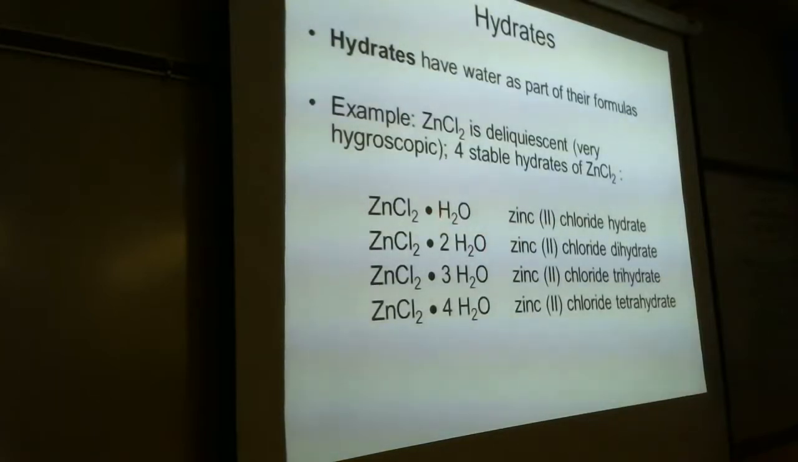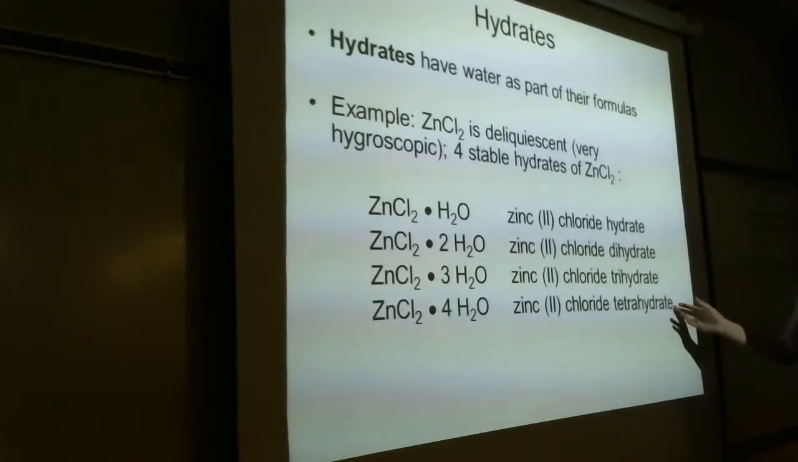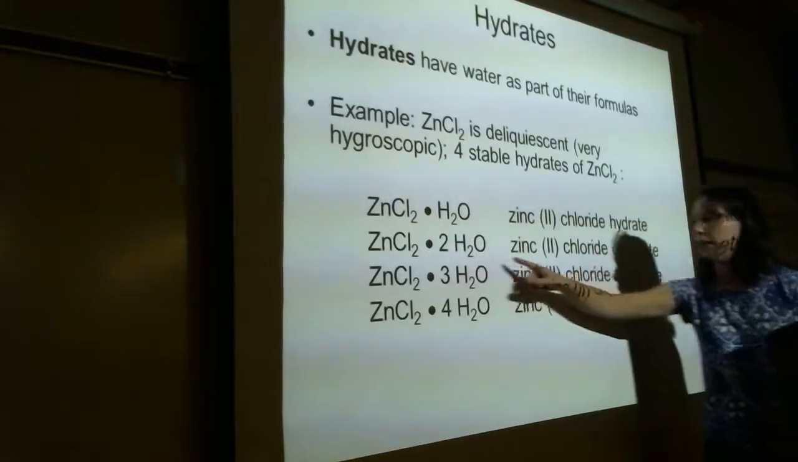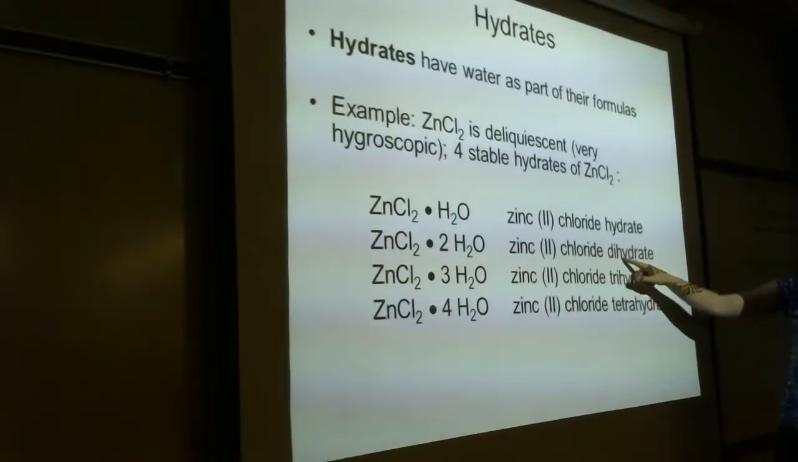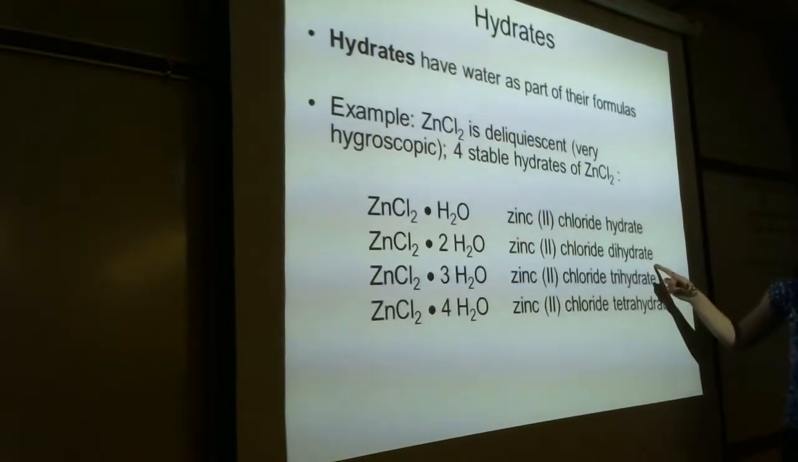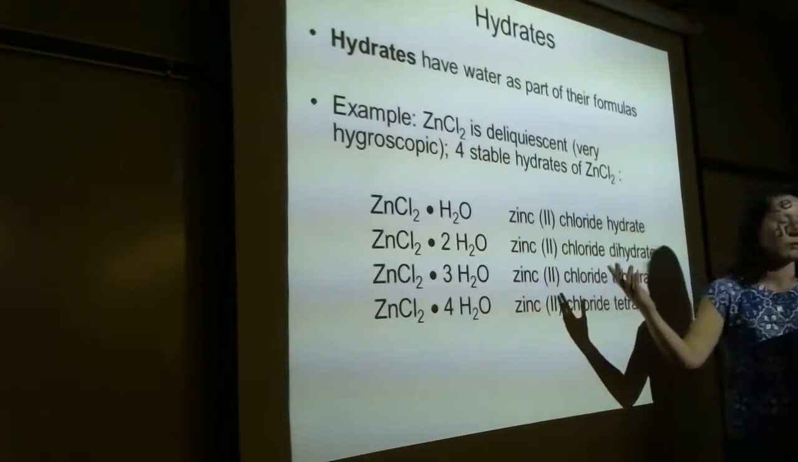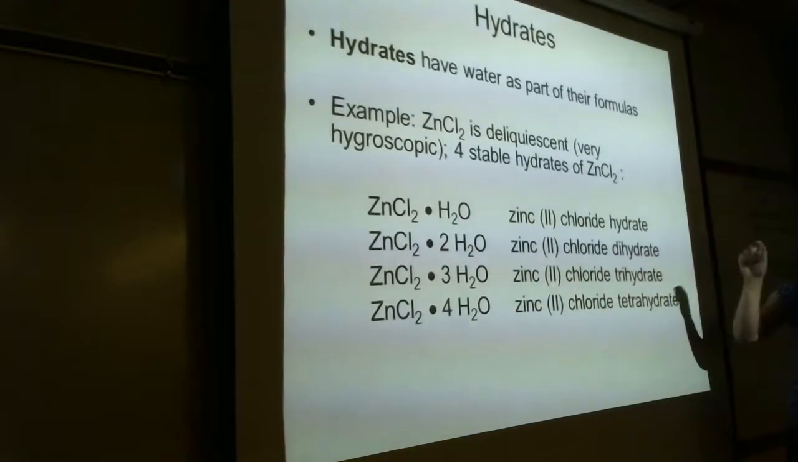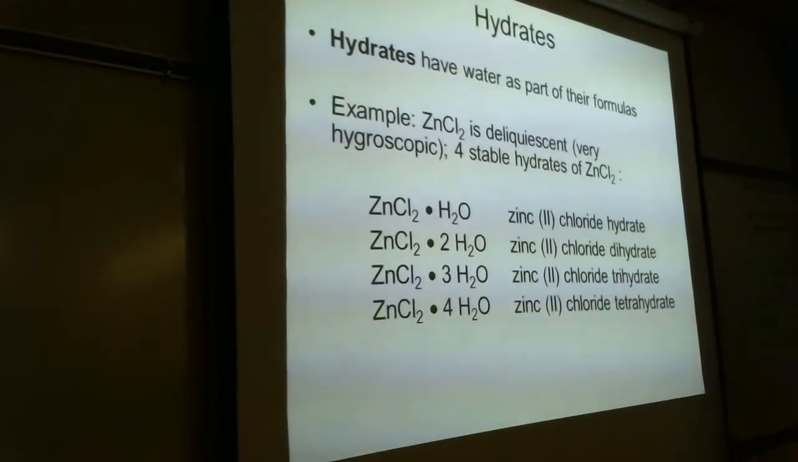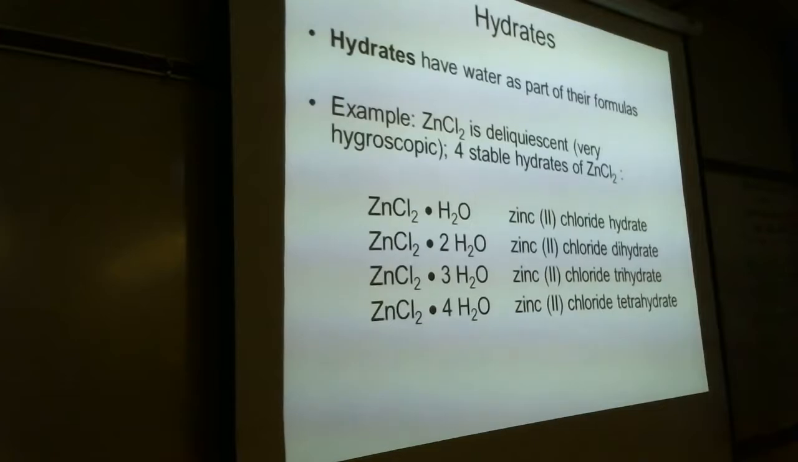So there are 4 hydrates here. 1 is the prefix here, 2, 3, and 4, right? So zinc chloride hydrate, dihydrate, trihydrate, tetrahydrate, right? So all you're doing is you're looking at this and then putting the appropriate prefix and then the word hydrate, okay? And this little dot is just like a times sign, like when you're multiplying. Okay, so don't think of it like that. If you want to write it as an X instead of as a dot, makes no difference to me, all right? But that's what a hydrate is.